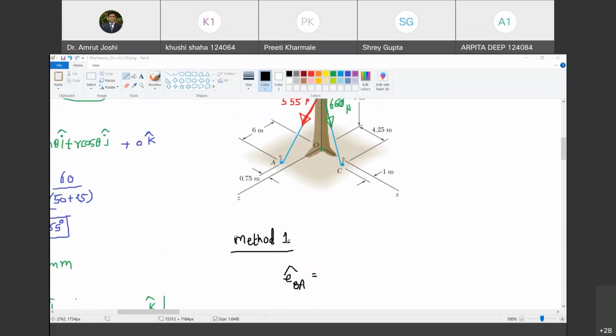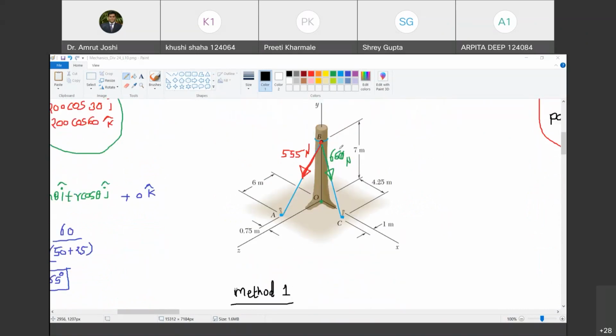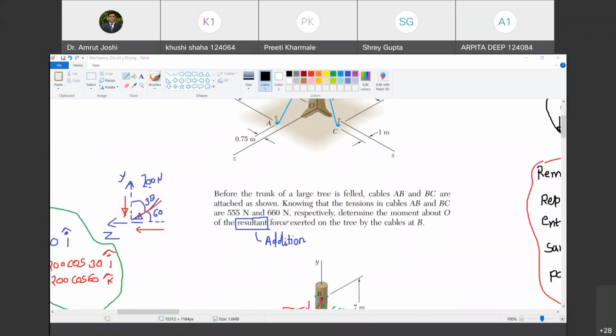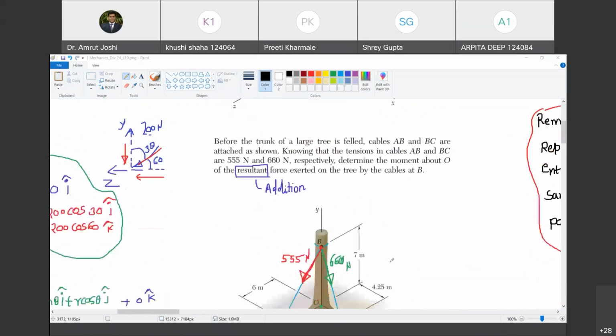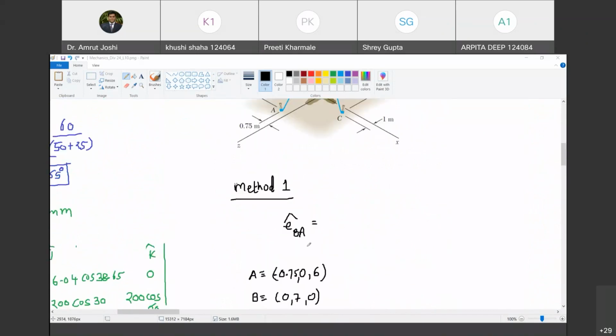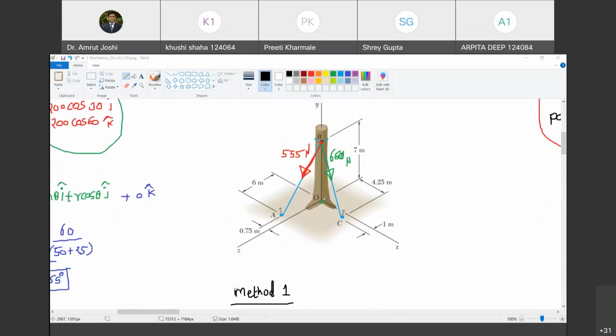So I said in last class we have two methods. One is, first of all, we will find the resultant, or for that matter the addition of these two tensions, and then whatever is the addition we will take moment of that force about point O. Are you with me? Yes, sir. That is method number one.